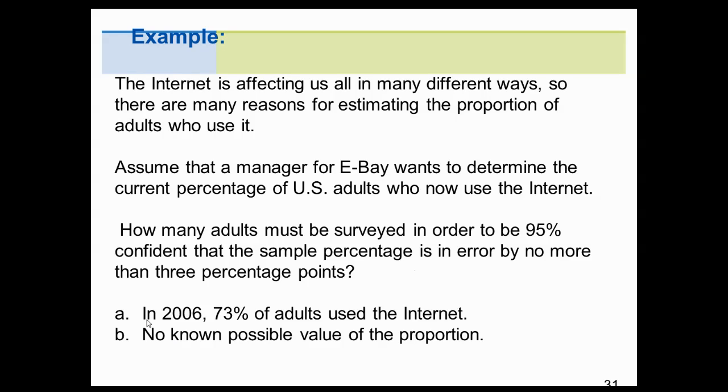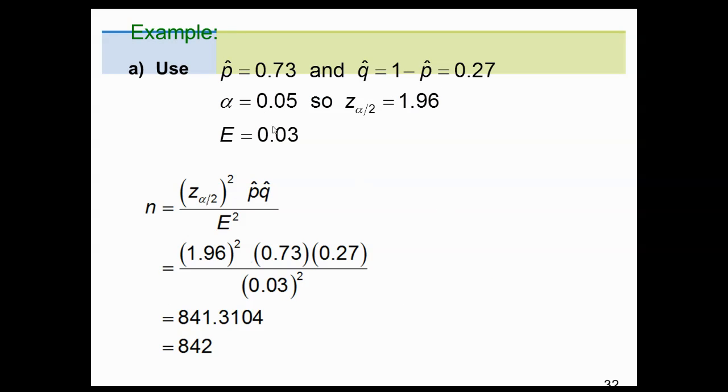So part A, he's telling me p hat. In part B, he's not telling me p hat. In part A, he's telling me 73% of the adults. He's giving me p hat here. He's not telling me anything in letter B. So let's do letter A first. In letter A, he's telling me p hat is 73% or 0.73.